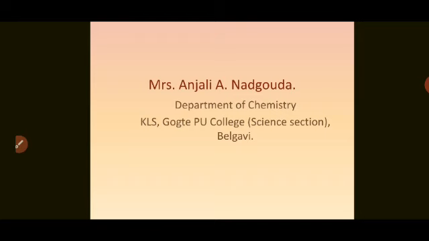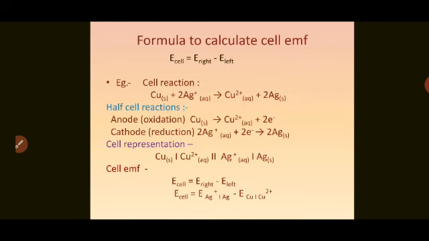In last class, we have learnt about the electrochemical cell, for example, the Daniel cell, and related important terms like redox reaction, electrode potential, potential difference, cell potential and EMF of the cell. We have also seen how to represent a cell. So today we are going to learn the further part: how to calculate cell EMF, that is, the formula.